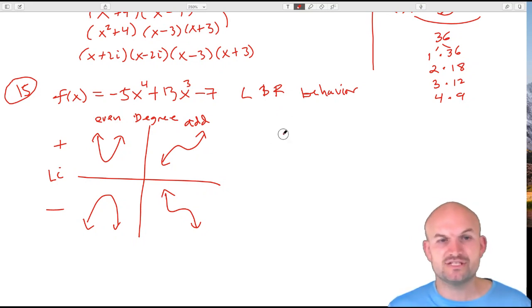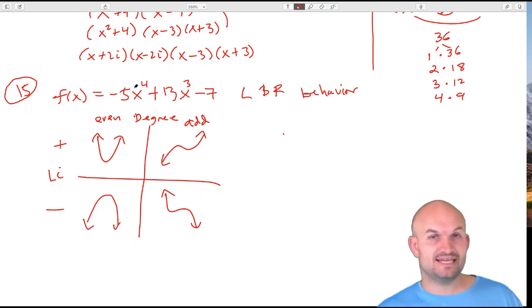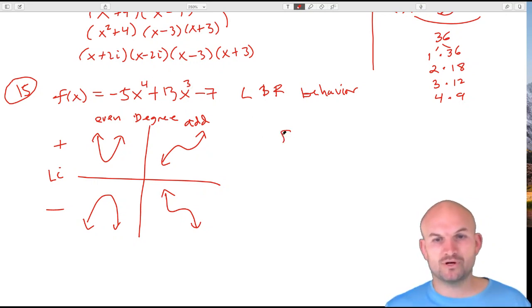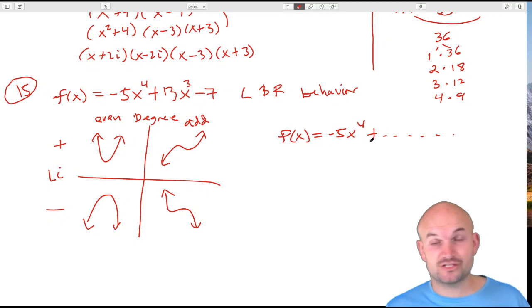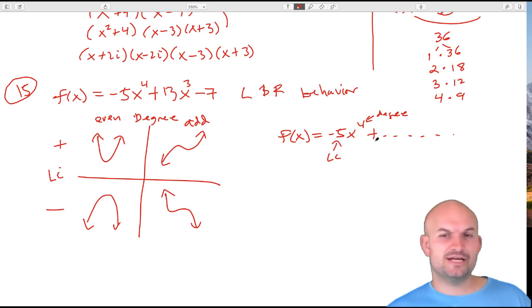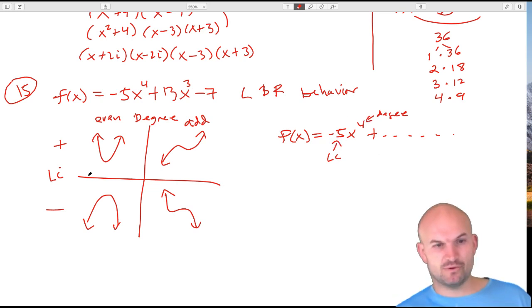And so our leading term is going to be the term with the highest power. So all we're going to look at is -5x to the 4th. It doesn't matter what else we have here. We really actually don't care about that. We only care about our degree and our leading coefficient. And here you can see our degree is even, so it's going to be one of these two. And our leading coefficient is negative, so it's going to be this one.